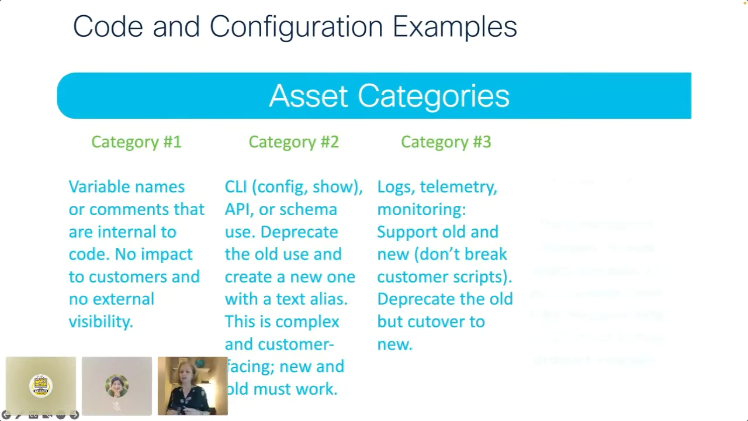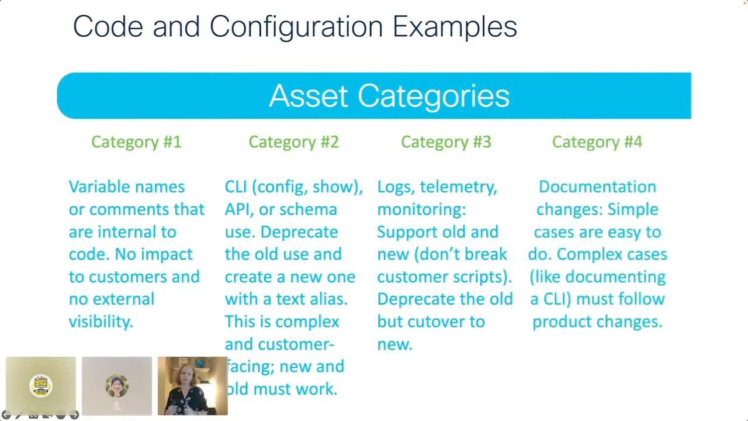And then of course, the documentation changes. You can do simple changes, especially in the case of, say, master-slave used in architecture diagrams where it's not used in the product. Just change that, use new terms, modernize those architecture diagrams. But if you have to document a CLI, of course, it has to follow what the version of the product has.